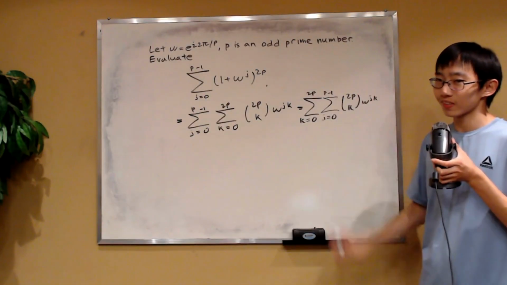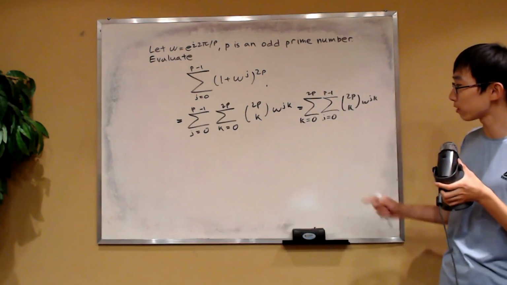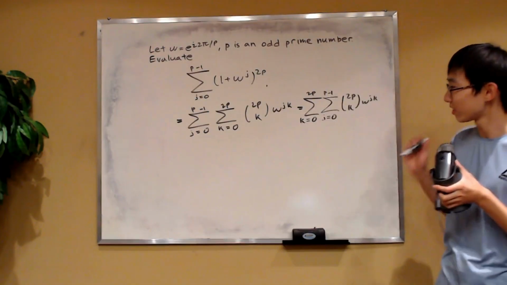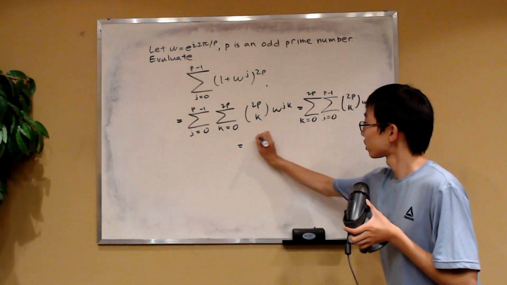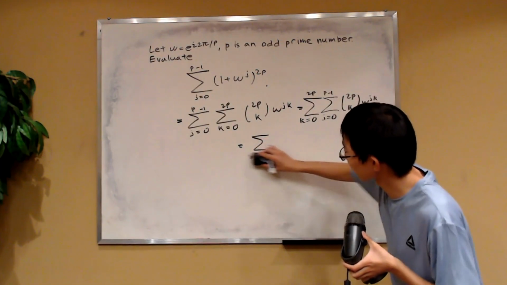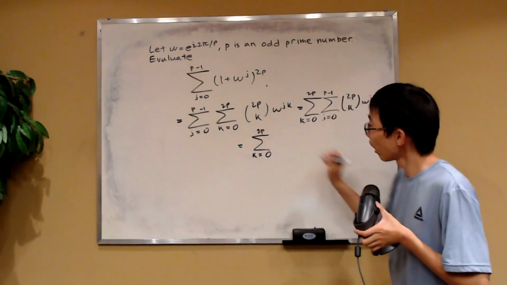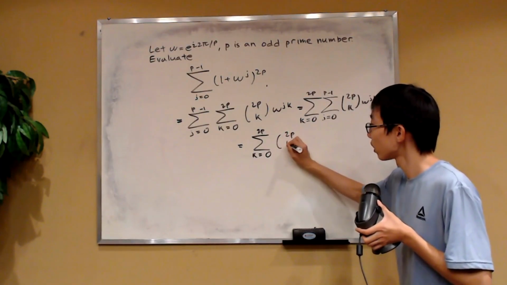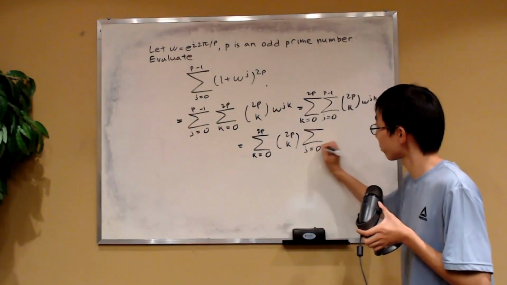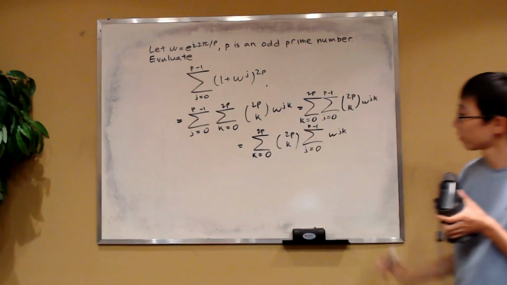Okay, now why did I do this? Well, notice that this 2p choose k, this binomial coefficient, is independent of the j variable. So we can just take it out of the first summation. So this would be equal to the sum as k goes from 0 up to 2p of 2p choose k, taken out because it's independent of j, times the sum as j goes from 0 to p minus 1 of omega to the jk.